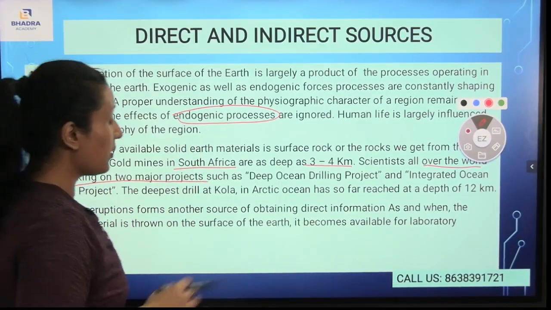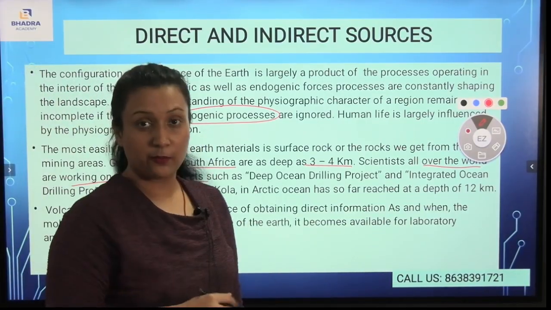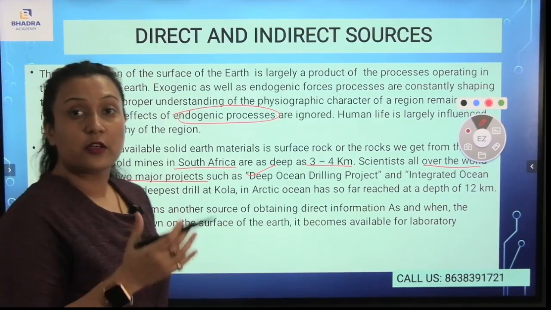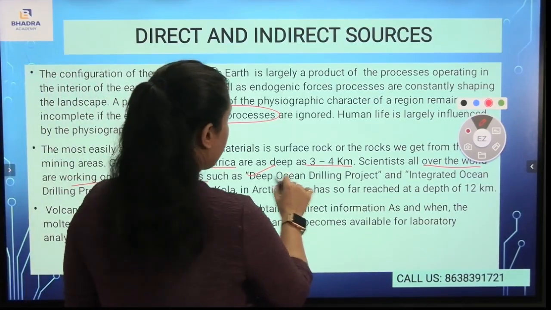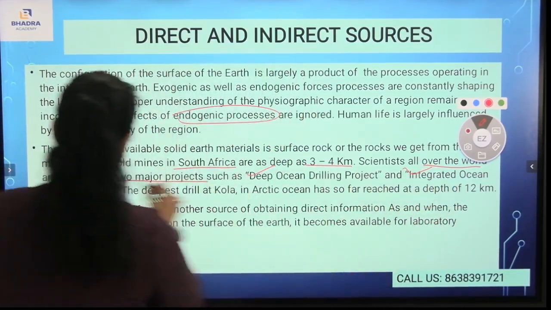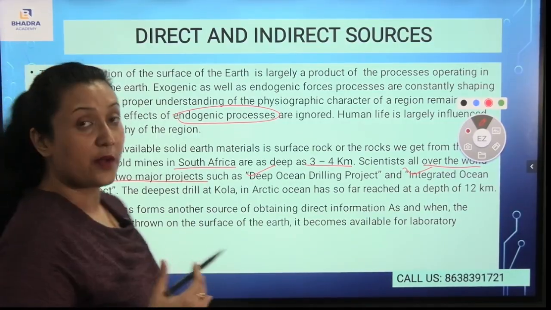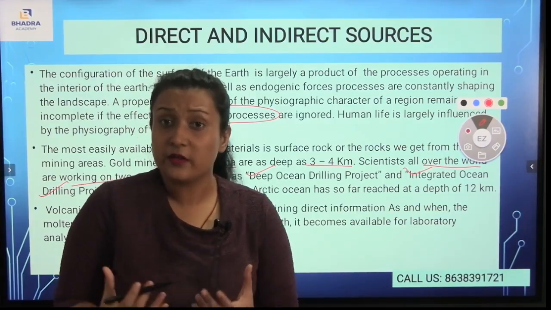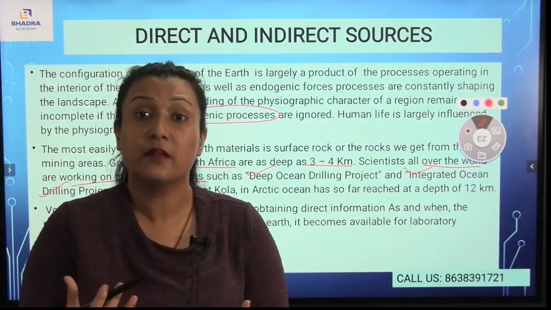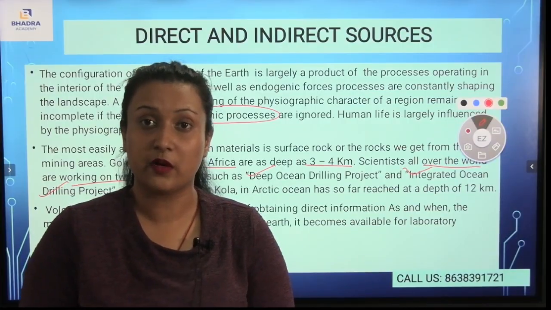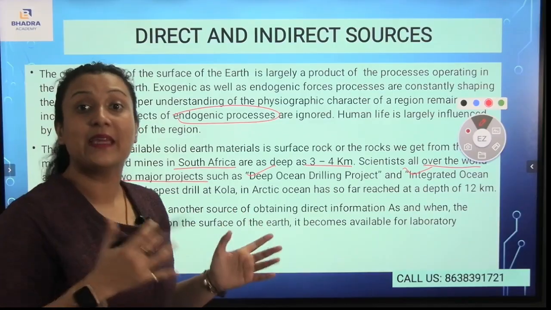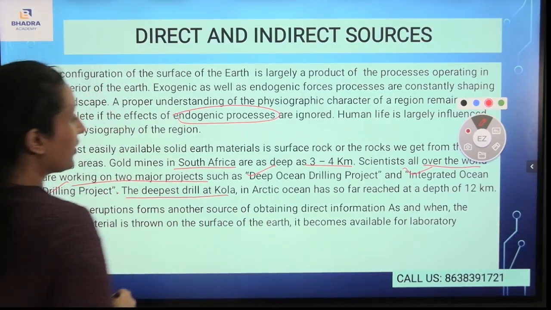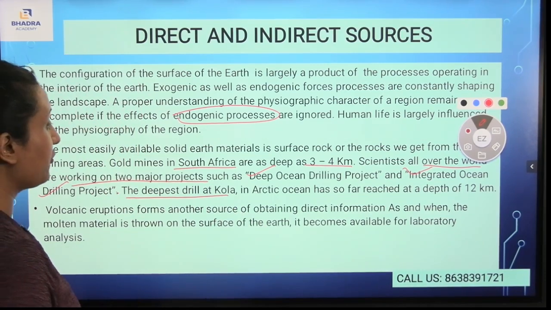Now, what are the main projects? First comes the deep ocean drilling project, and second comes the integrated ocean drilling project. This all comes under the direct sources of the planet Earth. To understand the material that is inside the surface of the Earth, these two projects were inaugurated. Also, the deepest drill at Kola in the Arctic Ocean has so far reached a depth of 12 kilometers.